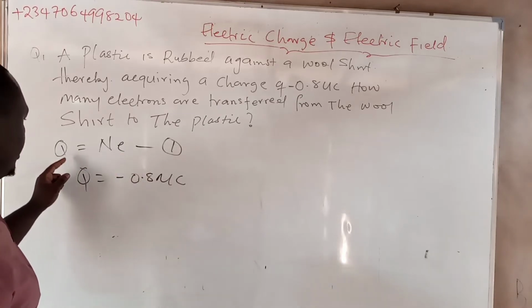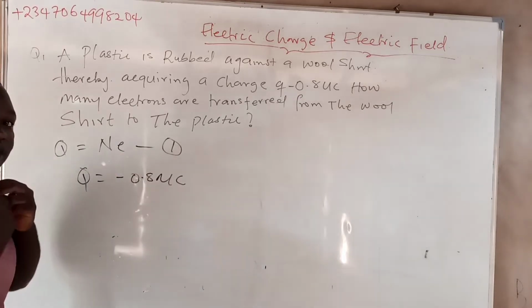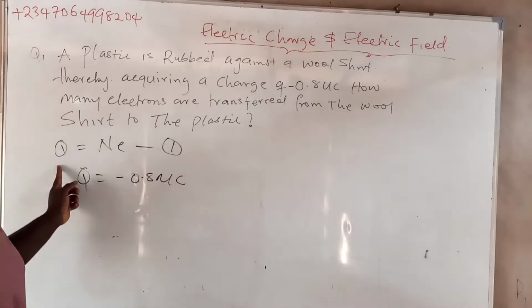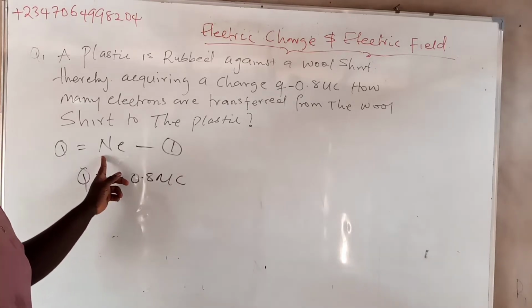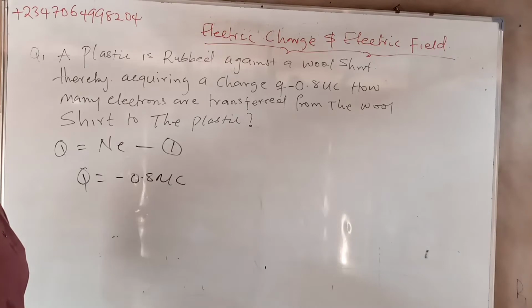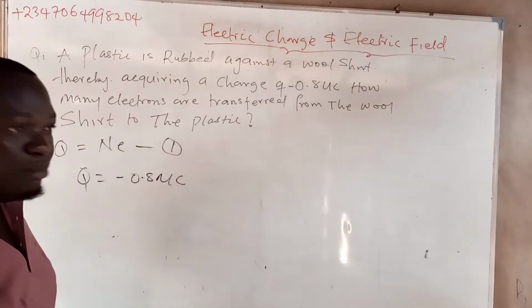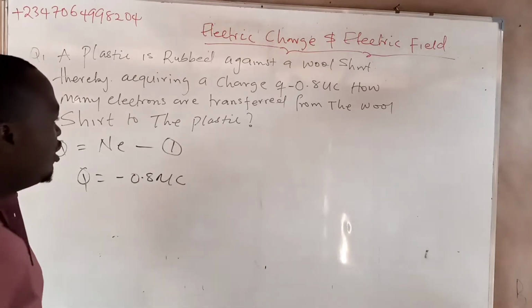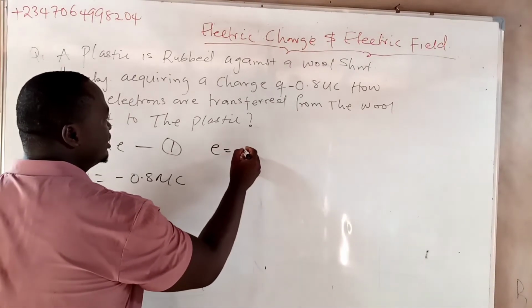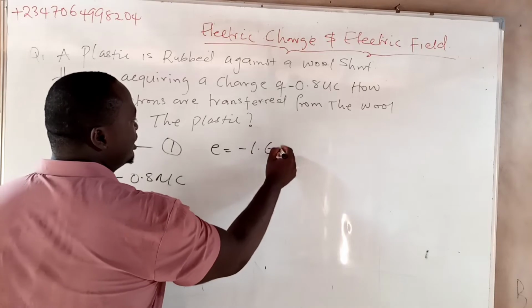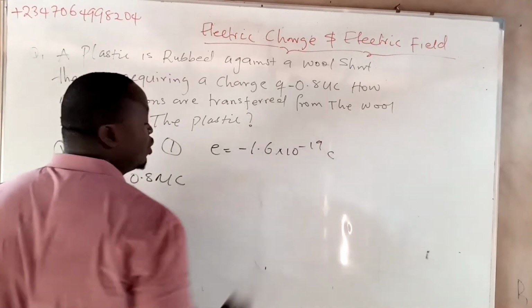The Q here is the quantity of charge measured in coulombs. The N is the number of electrons. And the E is the charge of an electron. Remember very well, the charge of an electron is a constant, which is minus 1.6 times 10 to the power of minus 19 coulombs.